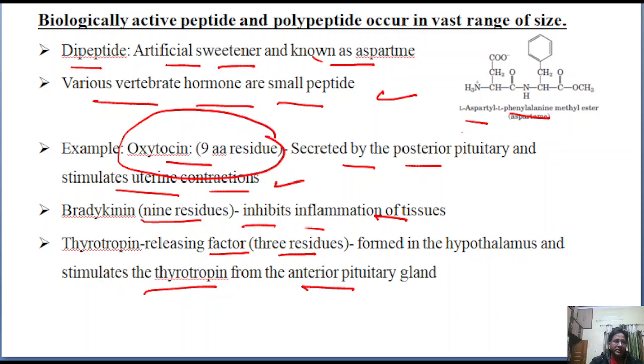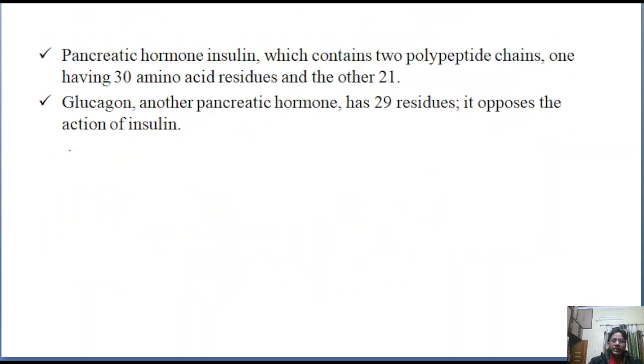Another example is insulin, and glucagon. Insulin is a pancreatic hormone secreted from the pancreatic beta cells, and it contains two polypeptide chains, one containing 30 amino acid residues and another containing 21 amino acids. This insulin has a very important role in carbohydrate metabolism in the body, and its deficiency or improper functioning can lead to diabetes.